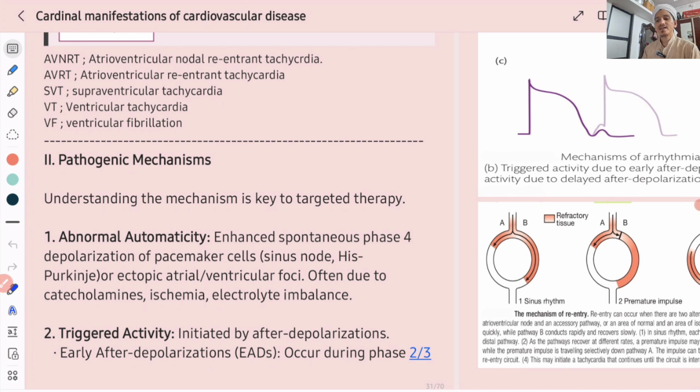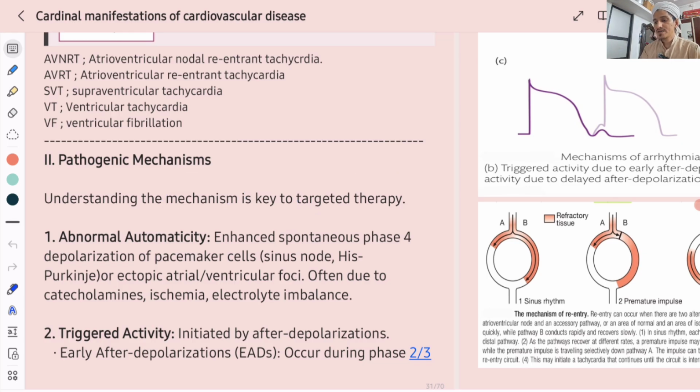Before that, we will understand what the pathogenic mechanisms are. As in the previous class, they were discussed, but in a very systematic manner we will first discuss briefly what the pathogenic mechanisms are. There are mainly three mechanisms by which arrhythmias occur. Why is the mechanism important? Because understanding the mechanism is important for targeted therapy. That's why it is important. Understanding the mechanism is important for therapeutic purposes.